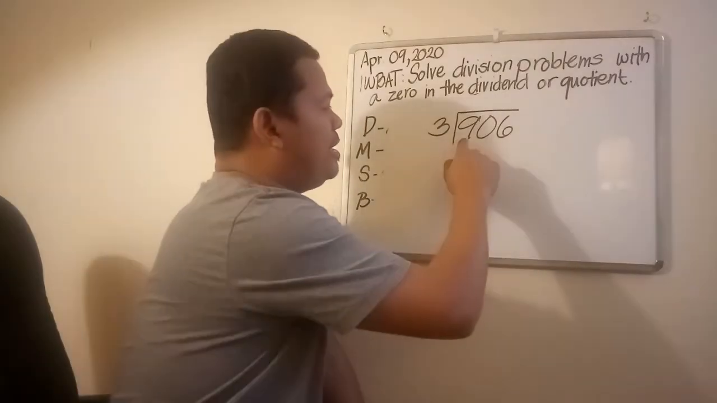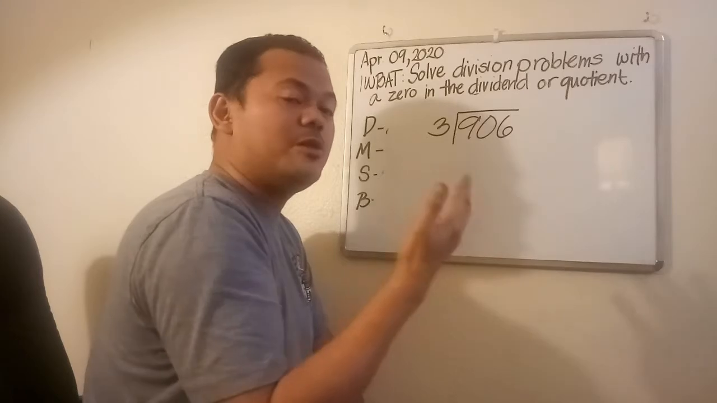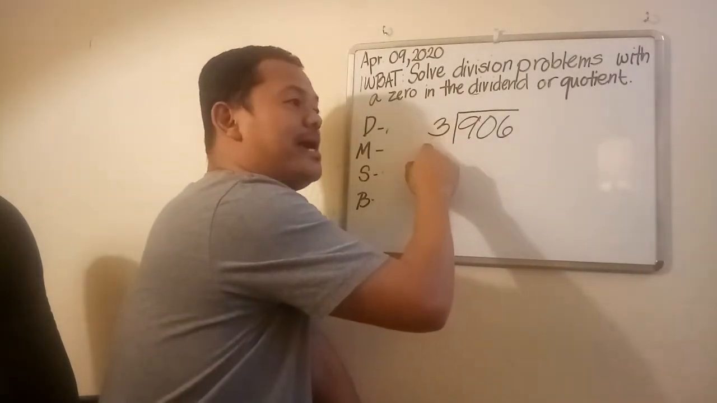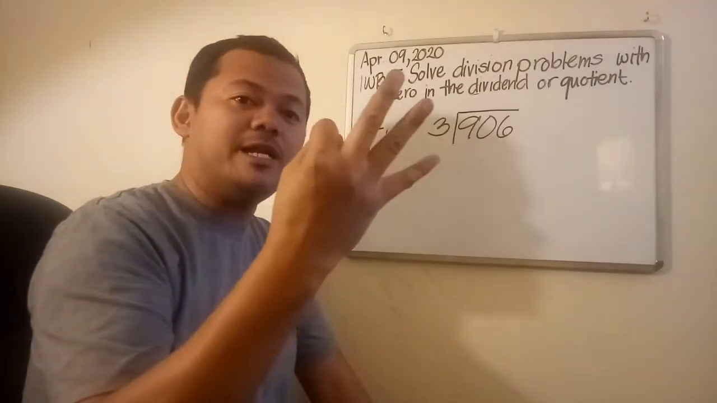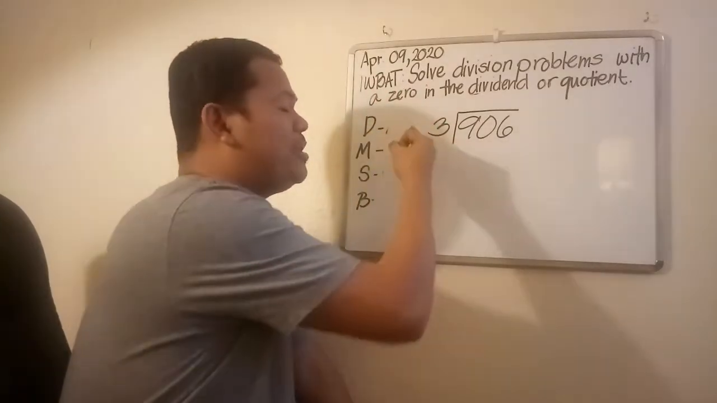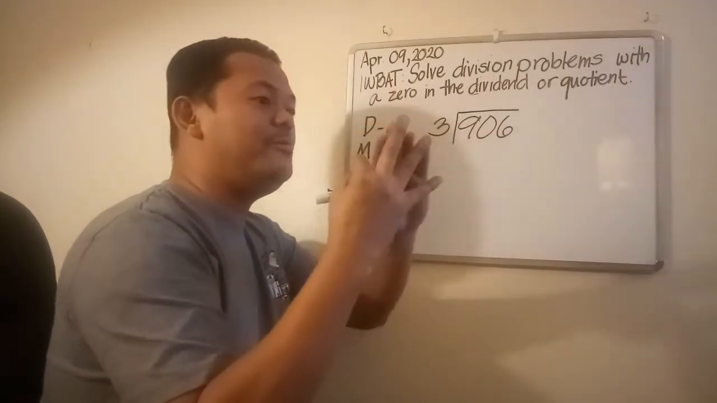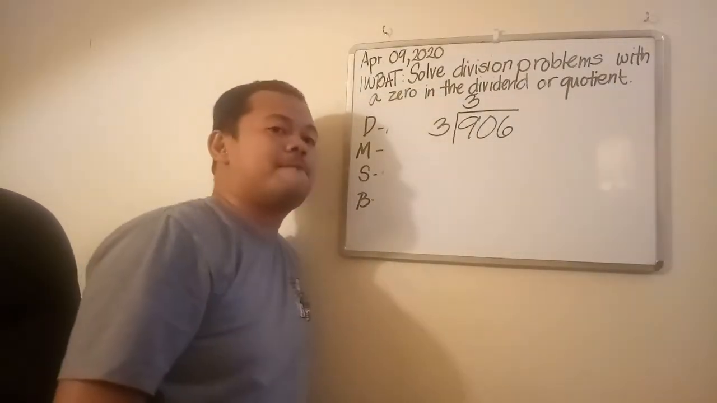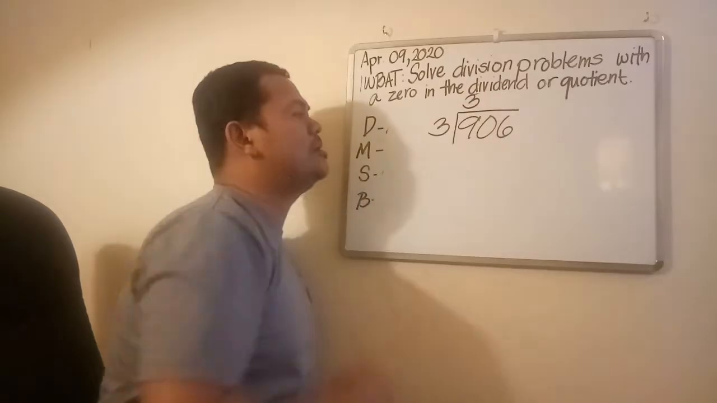Now, we have here 9 divided by 3. So let's find out how many 3s are there in 9. So 9 divided by 3, we're going to skip count by 3. Ready, begin. 3, 6, 9. How much? It's 3. Let's count by 3 again. 3, 6, 9. So we got 9. We got 3 times 3 is equal to 9. Okay? So we have here 9 divided by 3 is equal to 3.